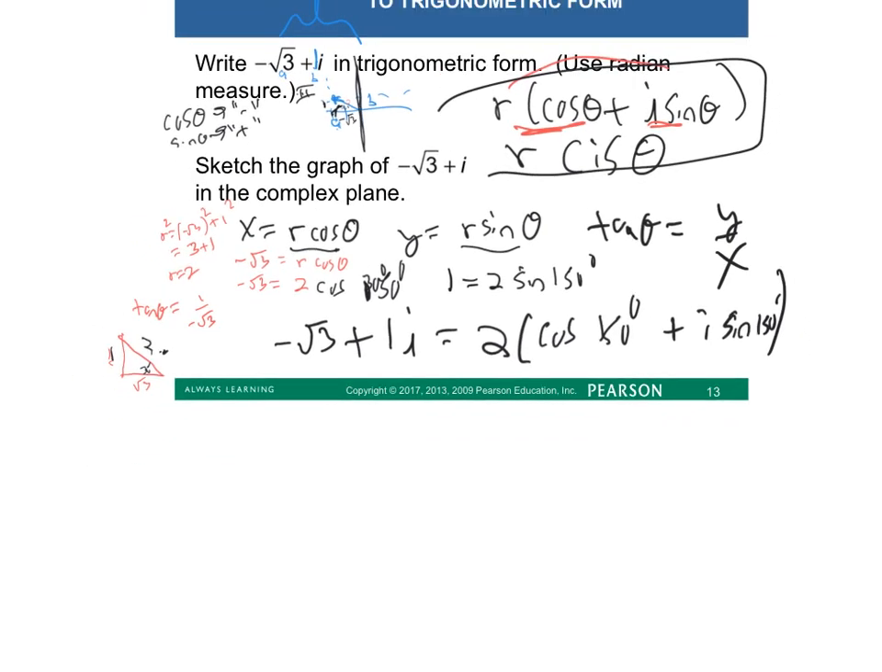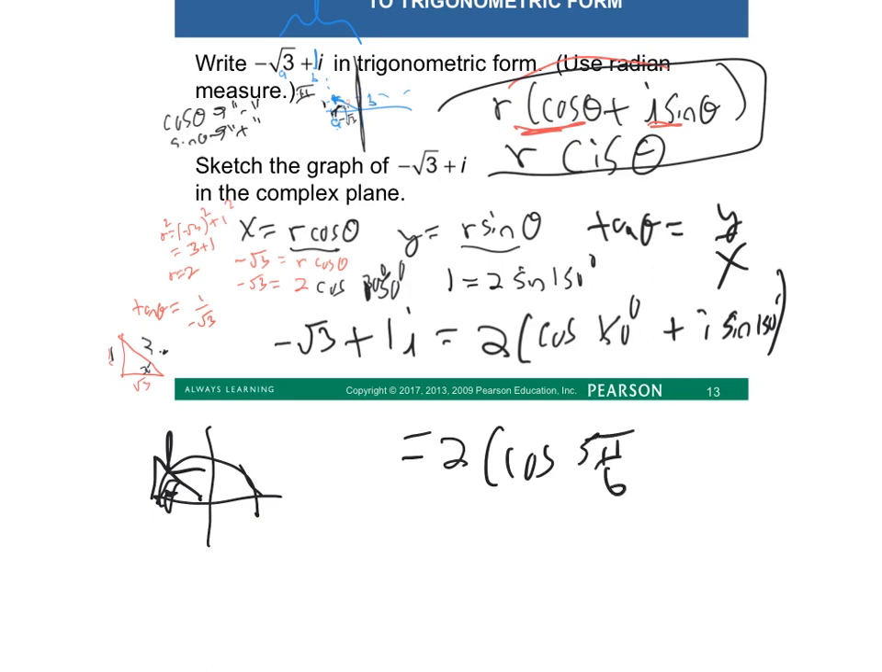Now, just in case he wanted it in radians, because he didn't say in the beginning of the problem: if this is 30, this is the same thing as pi over 6. Take 1 pi over 6 from 6 pi over 6, and that angle is really 5 pi over 6. So that is also 2 times cosine of 5 pi over 6 plus i sine of 5 pi over 6.